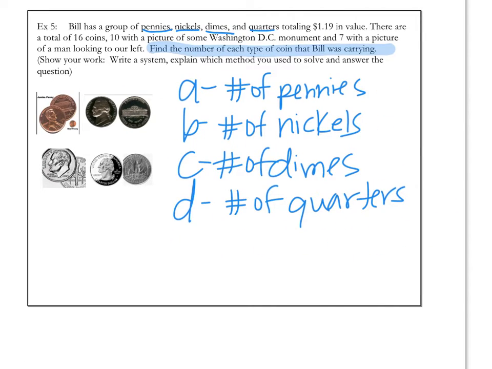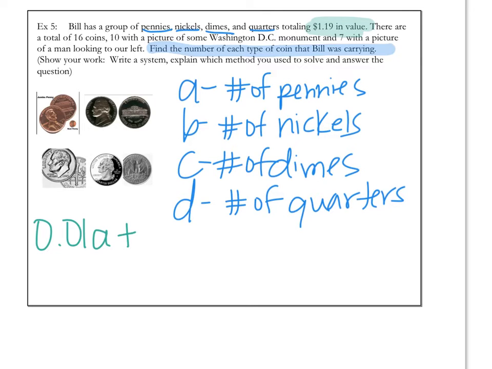Alright, so now we need to create 4 different equations. Since there's 4 variables, we need 4 equations. So we're going to take each piece of information they told us in the problem and work our way through this. The first thing we have is that it totals in value to $1.19. What you have to think about with this is A isn't telling you the cost of the penny, it's just telling you how many pennies there are. So a penny is going to cost 0.01.